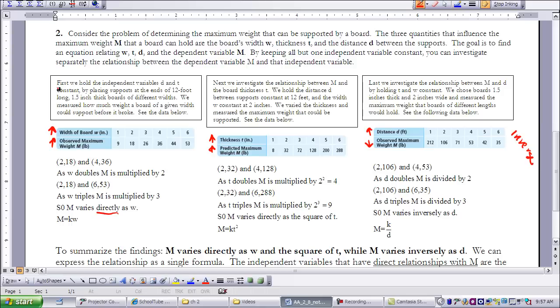As 2 triples, I get to 6. As 18 triples, I don't quite triple it, but it's pretty close. Because I know that if I take a tripled squared, if I multiply 18 by 9, I know that's not close to 53. So I know that my relationship here is a direct variation. Now, it's data, so we know that it's not going to be perfect, and so that's why I could have the difference here of 53 instead of that 64 that I should have had.